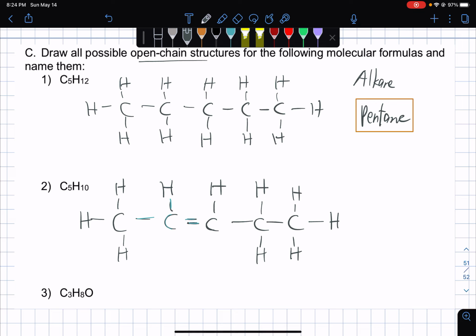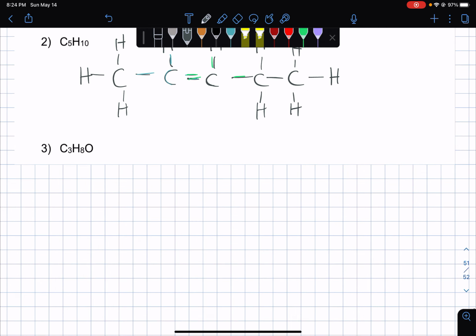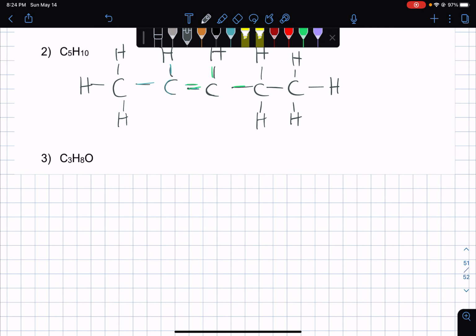And as well as this one. Still the same. 1, 2, 3, 4. Carbon can only connect to 4 maximum. For number 3, we have C3H8 and then O. I wonder how this is gonna turn out to be. We have 3 carbons, so this is prop.